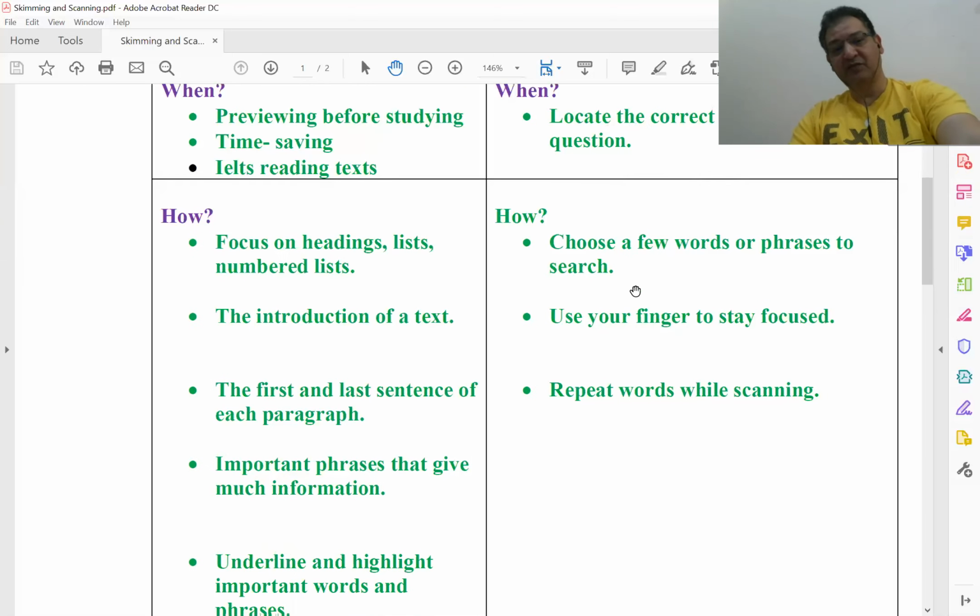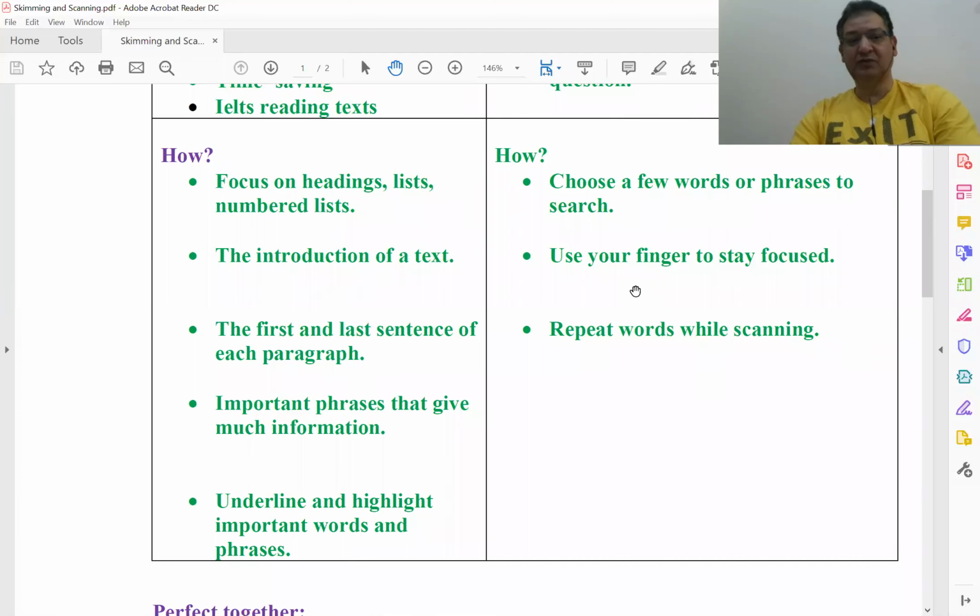Okay, now let's move on. How? How to do skimming and how to do scanning. How to do skimming. You have a reading text. For example, you are going to have a test on IELTS and you want to skim this text. So how do you start skimming the text? I start skimming the text by first reading the title, because reading the title of the text gives me a lot of information. What is the main idea of this reading passage?